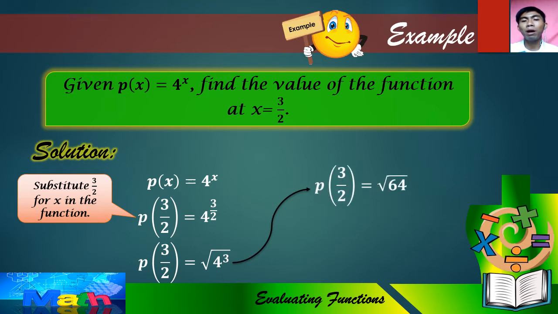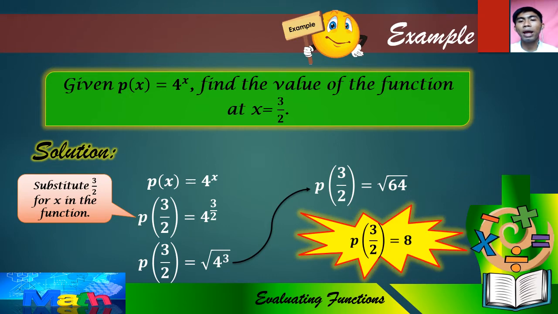P of 3 halves now is equal to the square root of 64. Why 64? Because 4 cubed is 64. 4 times 4 is 16. 16 times 4 is 64. And the square root of 64 is 8. Therefore, P of 3 halves is 8.